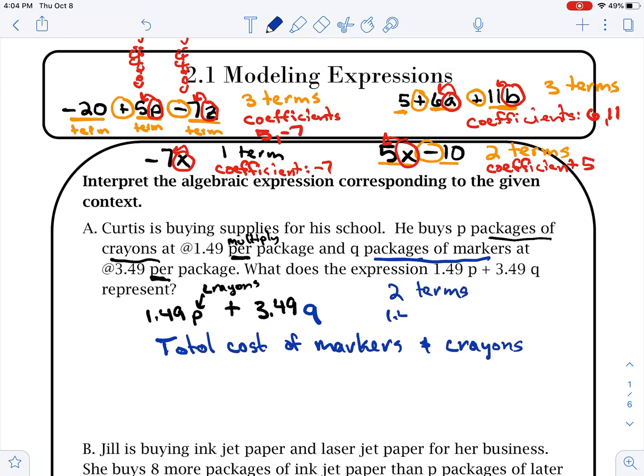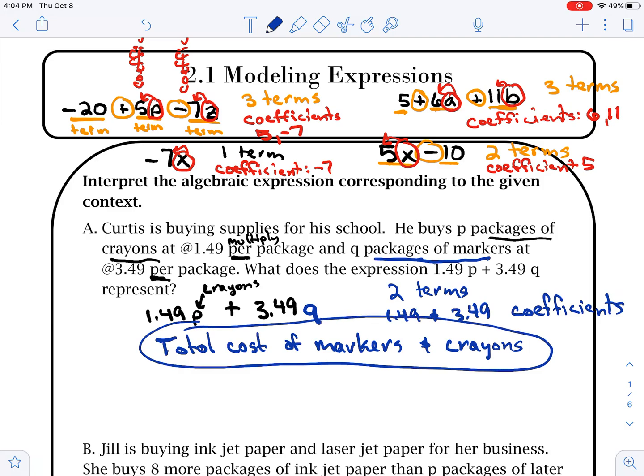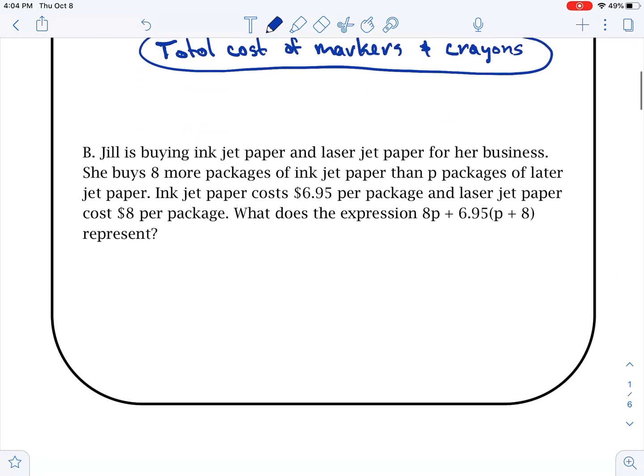And 149 and 349 are my coefficients. If they were to ask for it, they don't ask for it here. All we want here is just, what does it represent? That just represents my total cost.